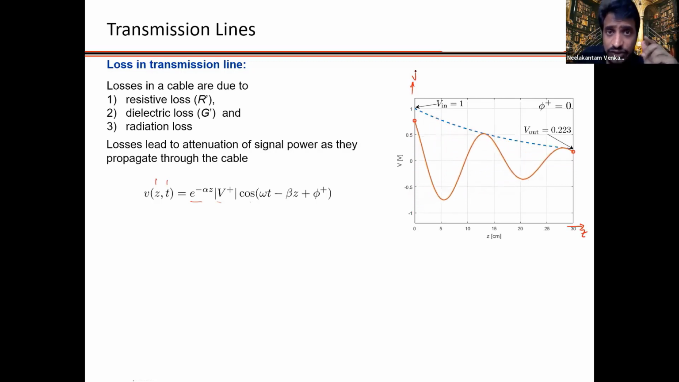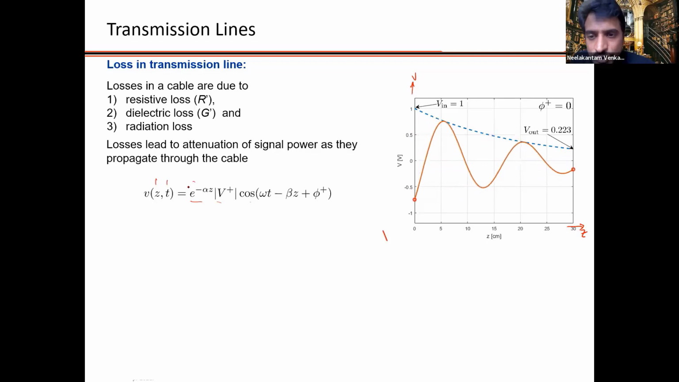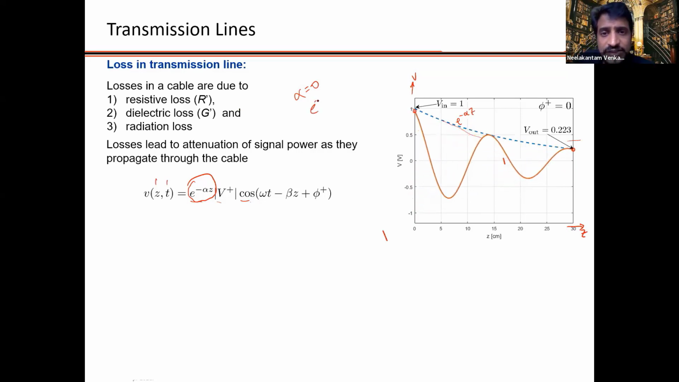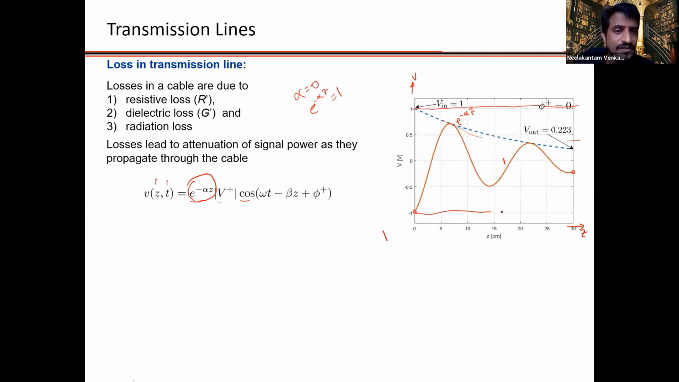Of course, it's a cosine function, so it has to be a cosine. But what happens to its amplitude? It is e^(-αz). So the amplitude is going to be decaying because of this e^(-αz) term. When you multiply it by cosine, you know that the maximum value of cosine is plus or minus 1. So if alpha had been 0, then e^(-αz) would have been 1, and this would not have decayed. It would have been oscillating between plus 1 and minus 1.